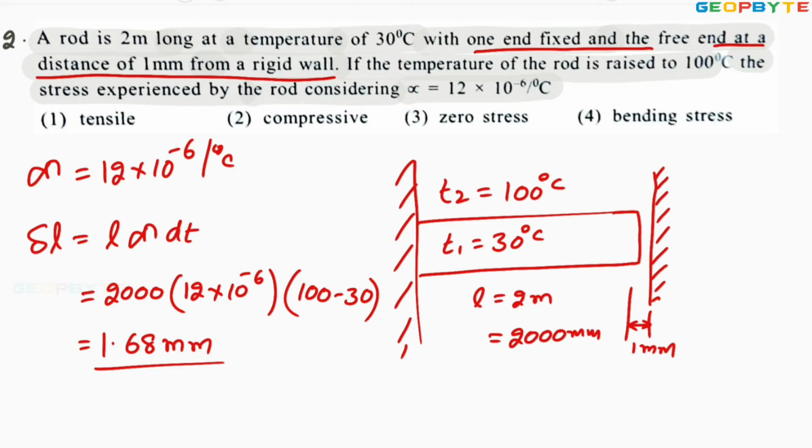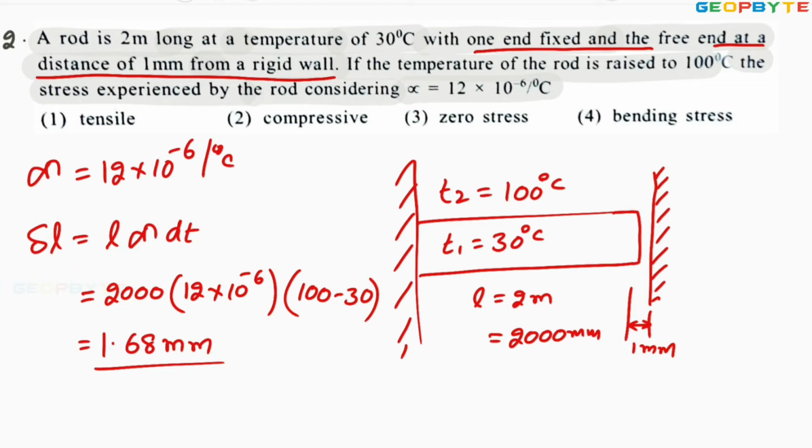Since the rigid fixture is available at a distance of 1 mm, that means for 1 mm the rod is freely expanding. Once it reaches the rigid fixture, the rigid fixture tries to oppose the further expansion of the rod.